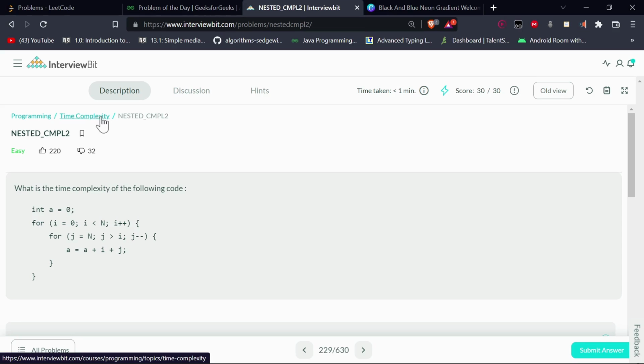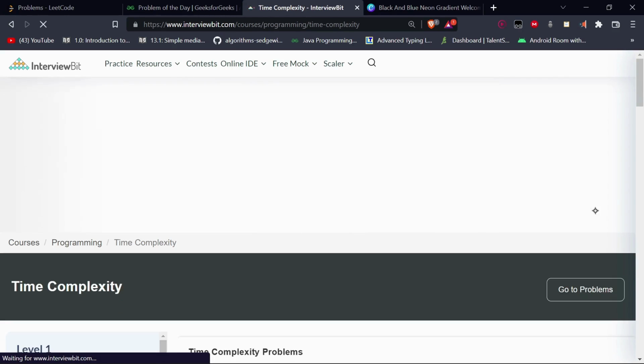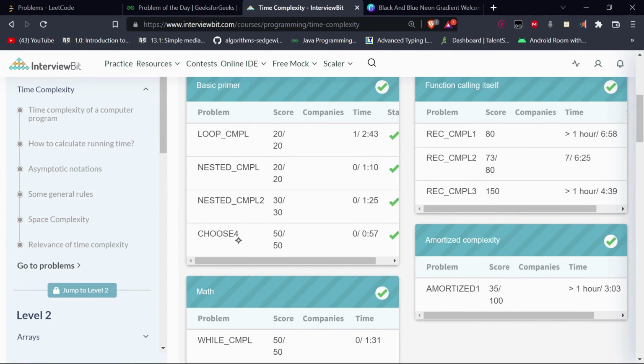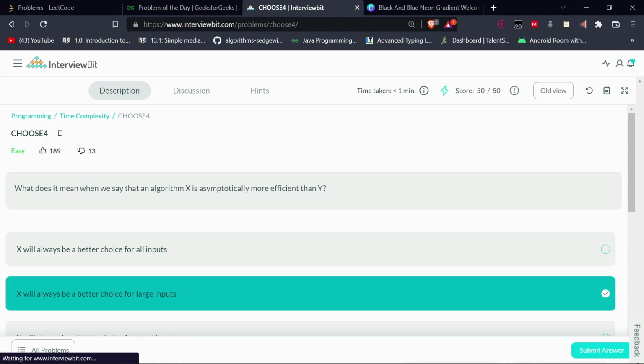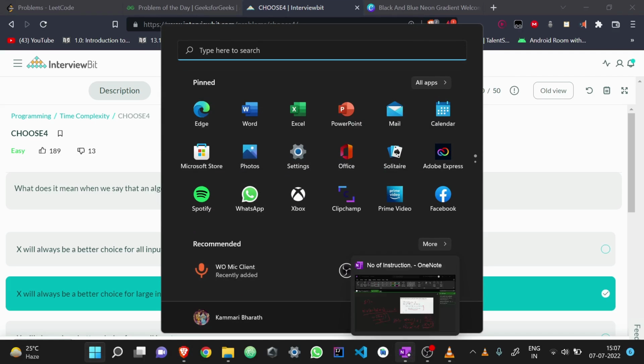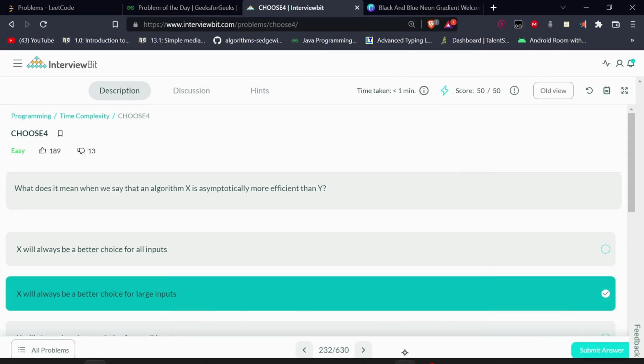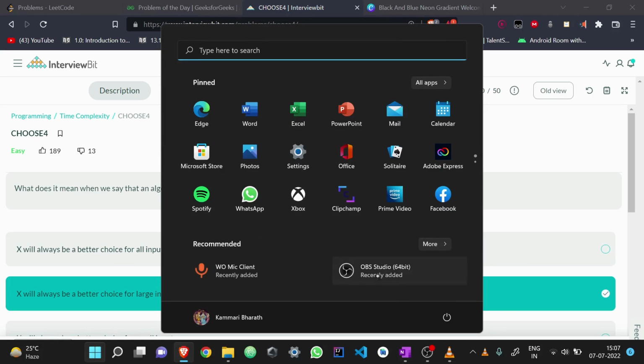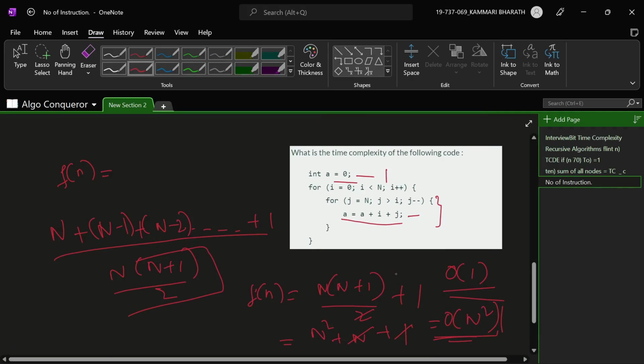Next question. And I think it's the last one. Good going, guys. What does it mean when we say that an algorithm X is asymptotically more efficient than Y? Now, this question is a bit theoretical, but I'll try to explain it to you.